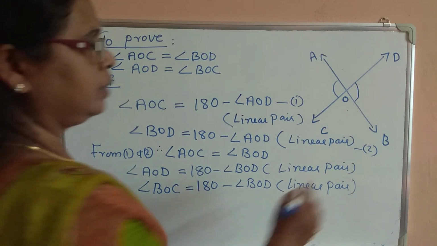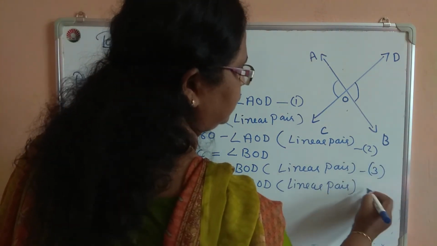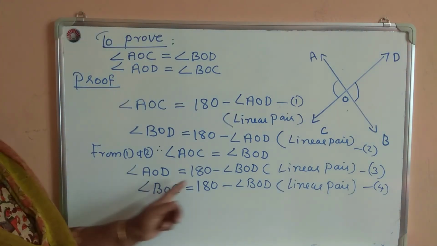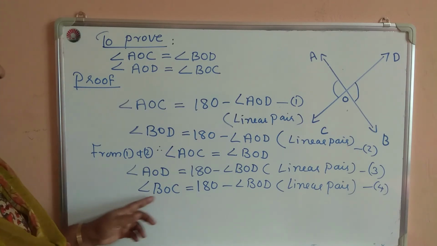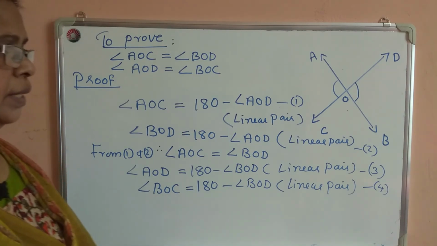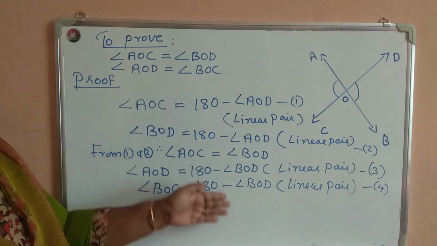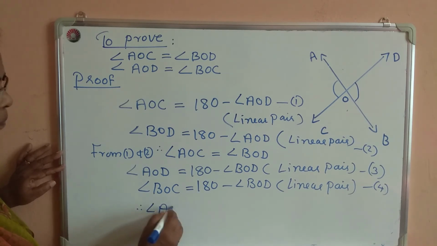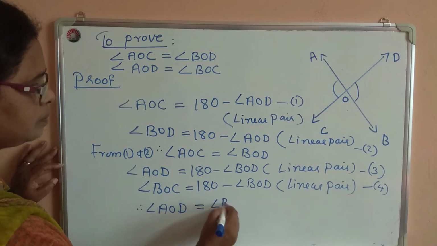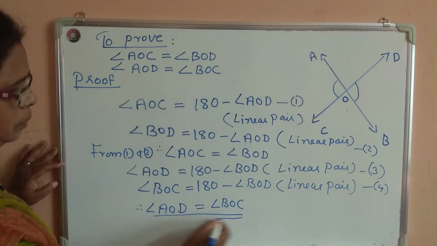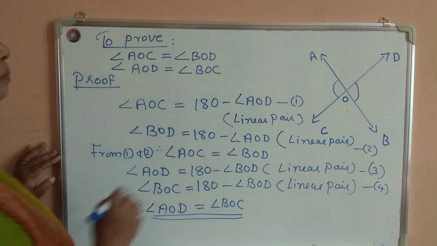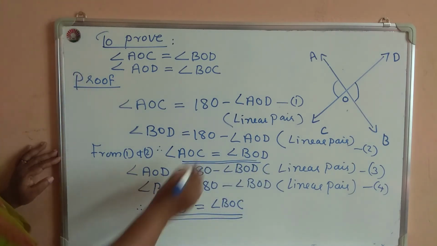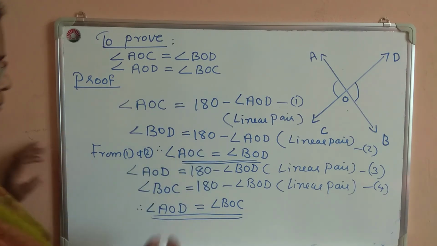We can number these equations as 3 and 4. Look at equations 3 and 4. Angle AOD is equal to 180 minus angle BOD. Angle BOC is equal to 180 minus angle BOD. That means they are equal. Right hand sides are equal, so left sides also must be equal. Therefore, angle AOD is equal to angle BOC. Hence, we have proved both pairs of vertically opposite angles are equal.